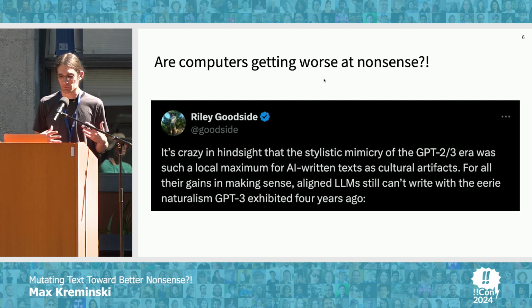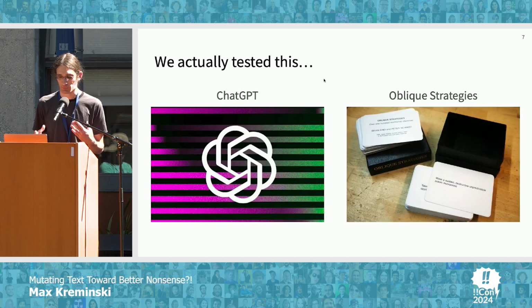And so in terms of whether computers have gotten worse at nonsense in the human creative ecosystem input generation context, we actually were able to do a little study on this. We compared people who were using ChatGPT to help them with ideation versus people who were using the Oblique Strategies deck, which is just a deck of cards that Brian Eno made where you pull out a card and it says a weird phrase and you do what's on the card.